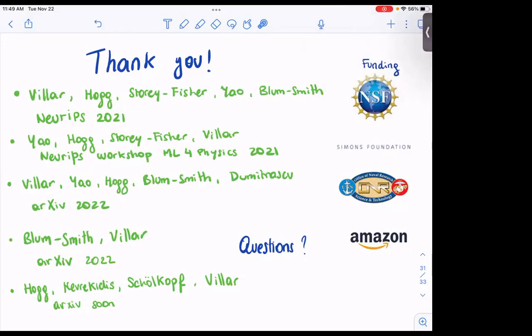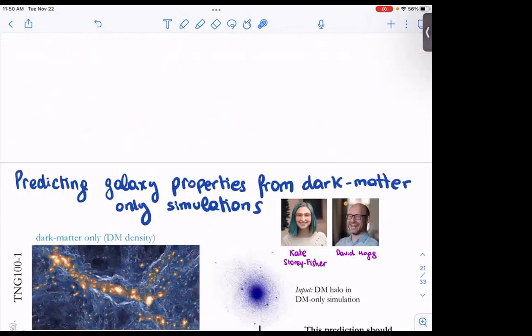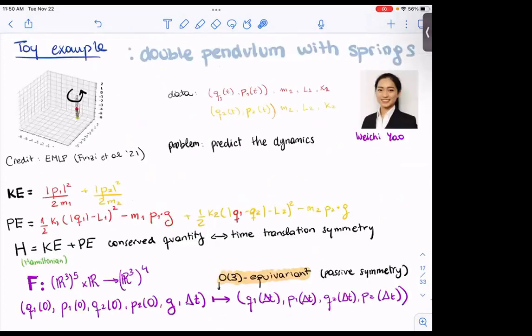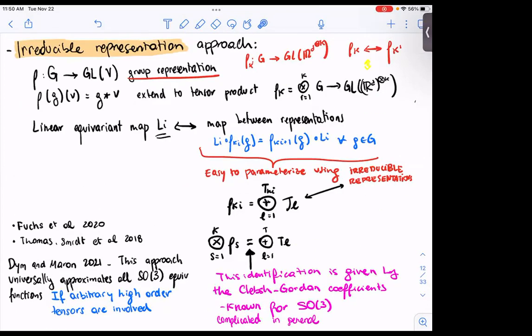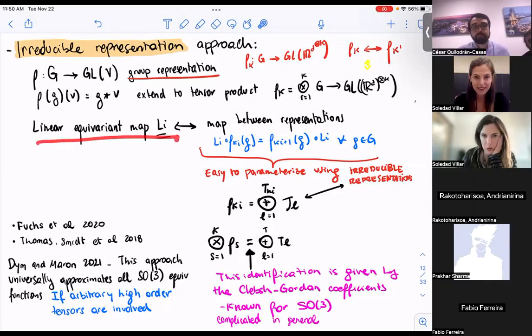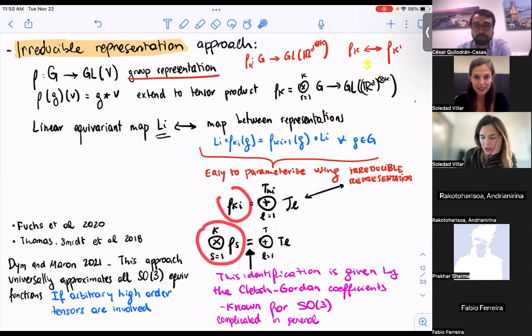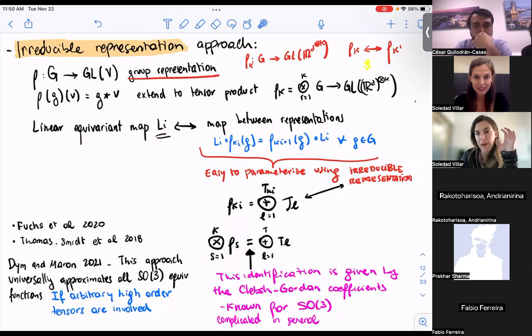Oh, there's a question in the chat. It says, it will be interesting to see more on the Clebsch-Gordan composition you were referring to earlier. Yeah, so maybe I can show you the slide that I skipped. The idea is that a linear equivariant map between two vector spaces, you can see it as a map between the representations of these spaces. And so the idea is that if you have this tensor representation, which is basically a representation on a tensor product of these vector spaces, R^d to the k tensor.